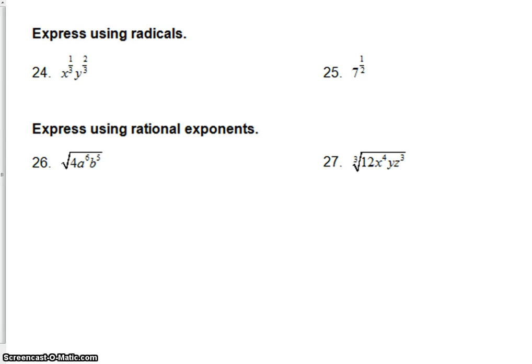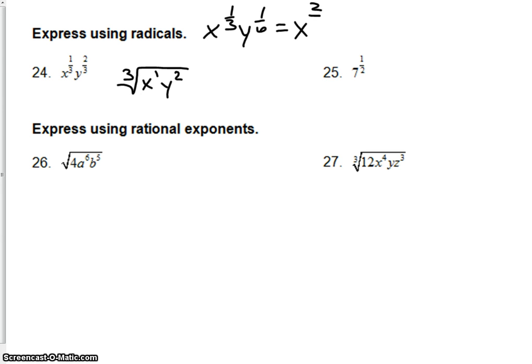A couple things that they'll do is express using radicals. So I got a denominator that's 3, so that's become my root. So x to the first, y to the second, our numerators come in here. Now, if they did do something like this where they said x to the 1/3, y to the 1/6, the first thing you would have to do is get it so that you have a common denominator. Sorry there, that should be a 2/6.